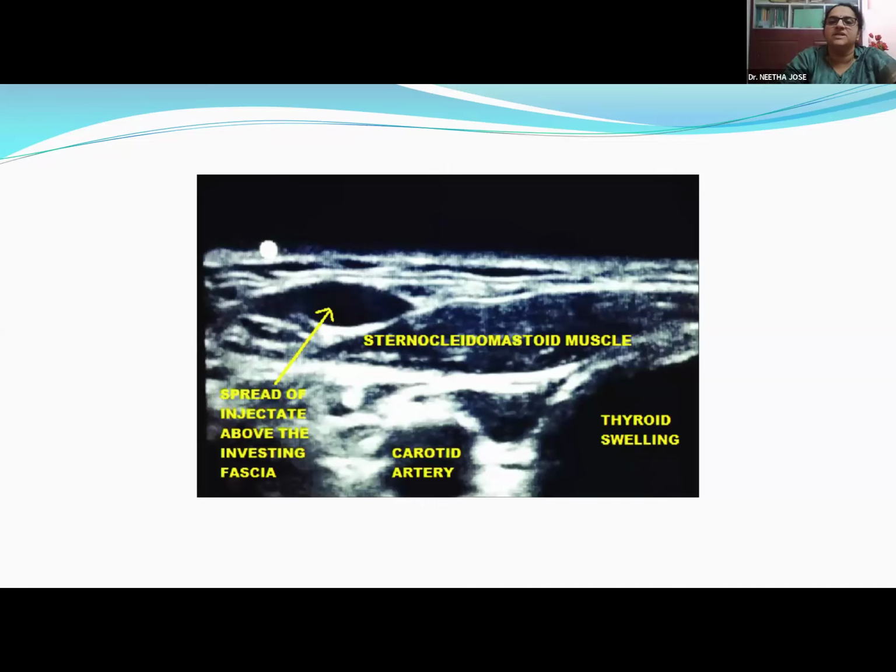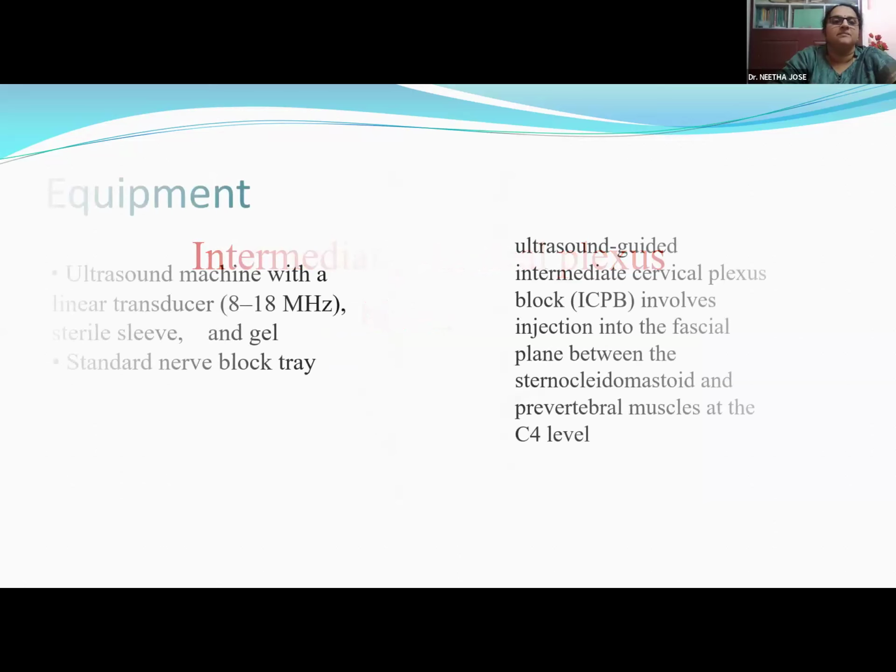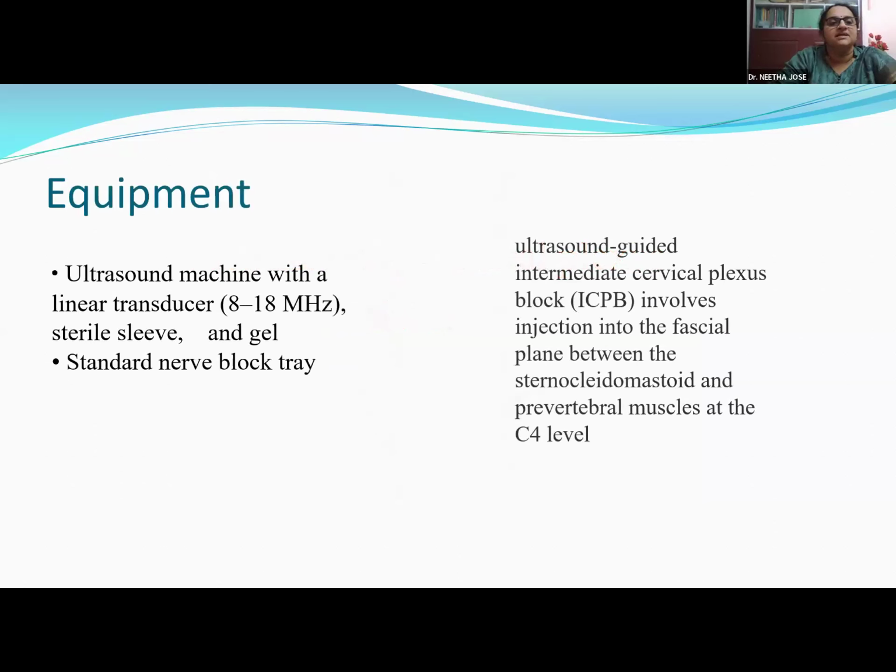Then coming to the intermediate cervical plexus block. What is the difference between these two? In the intermediate cervical plexus block, it blocks all cutaneous nerves and motor branches of cervical plexus, that is the branches from ansa cervicalis. Then coming to the equipment, this is an ultrasound machine with a linear transducer, that is 8 to 18 megahertz, with a sterile sleeve and gel and a standard nerve block tray.